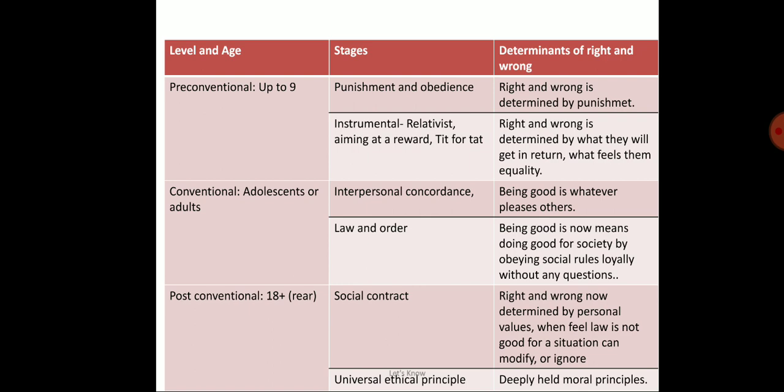Next one is universal ethical principle. This one is a deeply held moral principle. This stage is very deep. People at that moral developmental stage become selfless. For example, Mahatma Gandhi and Netaji Subhash Chandra Bose, they left everything for the nation.